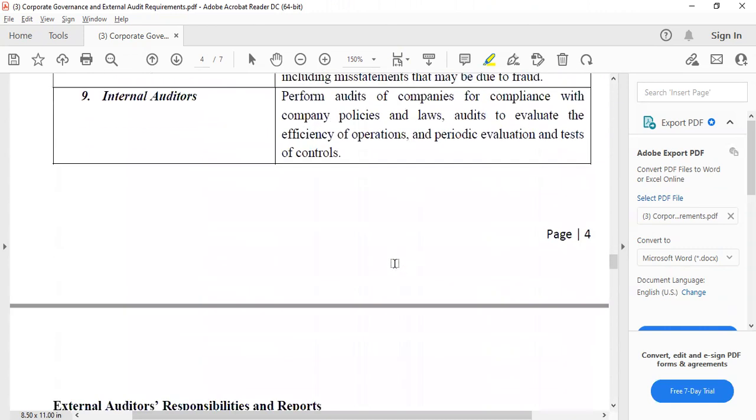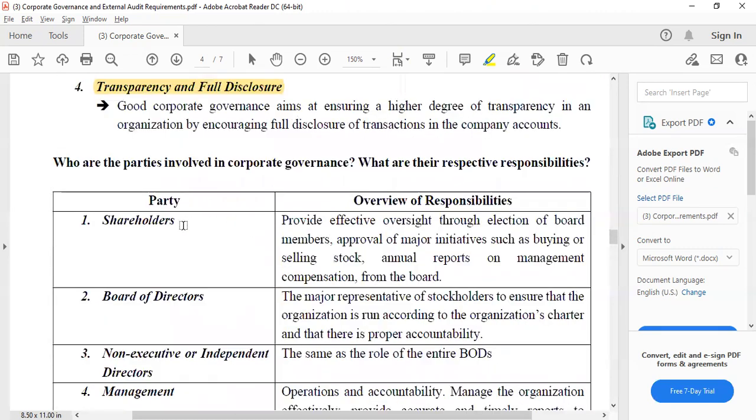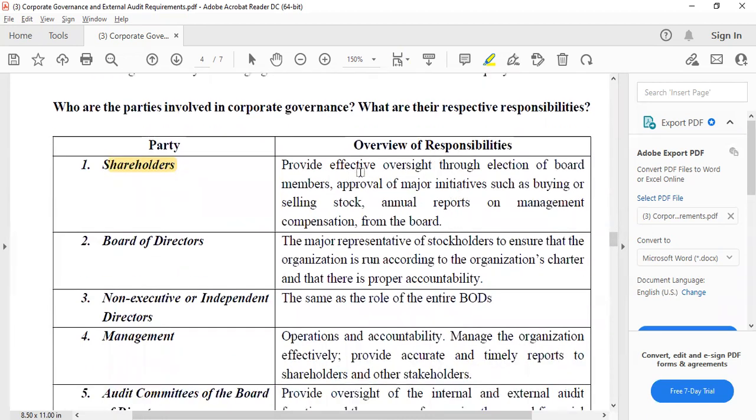So, we have here 9 parties. First is the shareholders. So the responsibility of the shareholders is to provide effective oversight through the election of board members. So the members of the board of directors are actually elected by our shareholders.